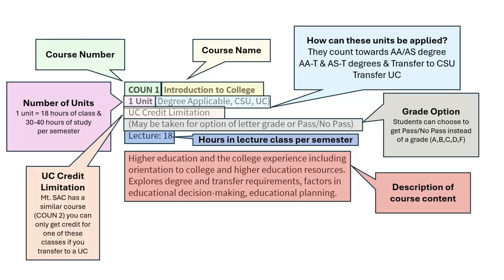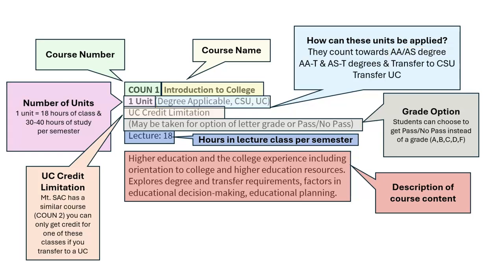If you don't see something on a course description, it means it doesn't have it. So if you don't see UC credit limitation, you know you're good to go. You don't have a problem there. If you don't see maybe taken for option of letter grade, pass or no pass, then it means that class does not have that option. If you see a class that says degree applicable, but does not say CSU or UC, then you can only use it towards a local AA or AS degree. You won't be able to use it for transfer or for a transfer degree.